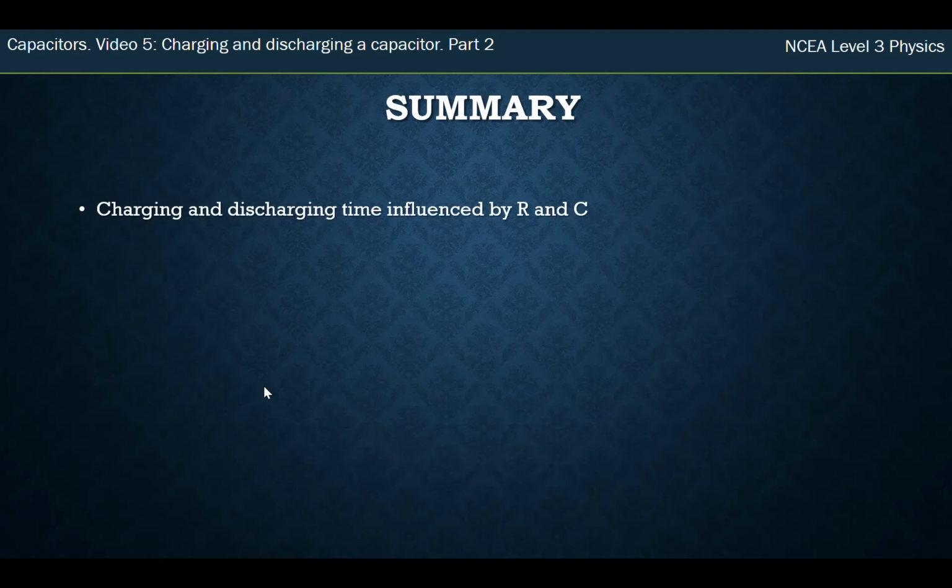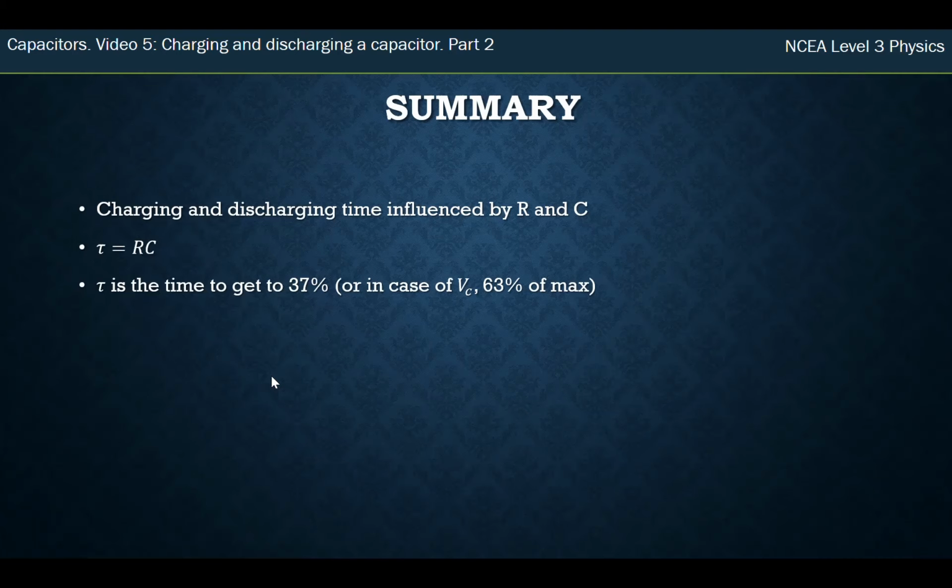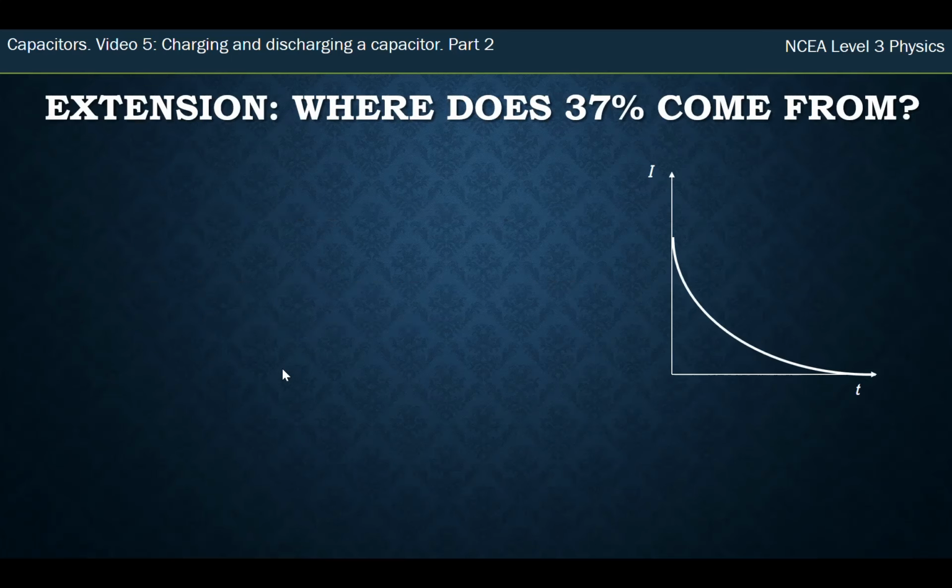So, charging and discharging is influenced by R and C, and that gives the formula time constant equals RC, and that time is also the time on the graph to get to 37%, or in the case of the growing graph, 63%, which is 100 minus 37. We're going to do an example of this in the next video, but the other thing you need to remember is that charging is considered complete in 5 time constants.